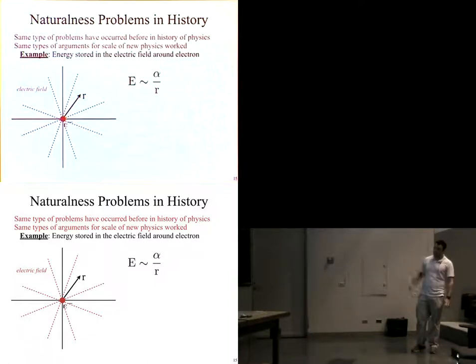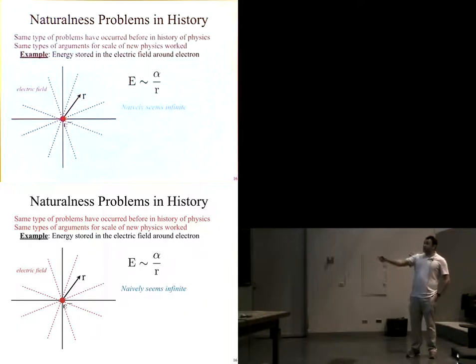And so this example comes from the energy stored in the electric field around an electron. Okay, so if you have an electron sitting here, classically, there's electric field lines coming from this electron, and this electric field stores energy, and you can ask how much energy is stored in the electric field. And that's given by this here. So it goes like this alpha that we talked about times the distance from the electron. So let's say you add up the energy from infinity going closer and closer to the electron, it's this equation. And so the closer that you get to the electron, it looks like the more energy is stored in this field. So naively, this seems infinite.